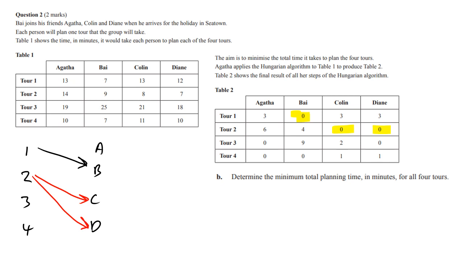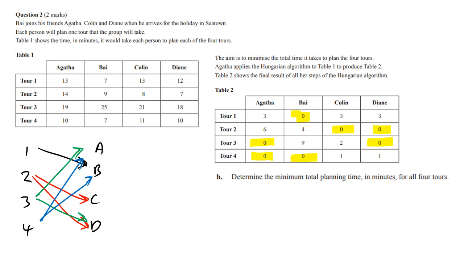If we look at tour 3, it goes to A and D. So tour 3 goes to A and D. You can see how this is a good color pen exercise. Tour 4 goes to A and B. So let's do tour 4 going onto in blue, A and B.